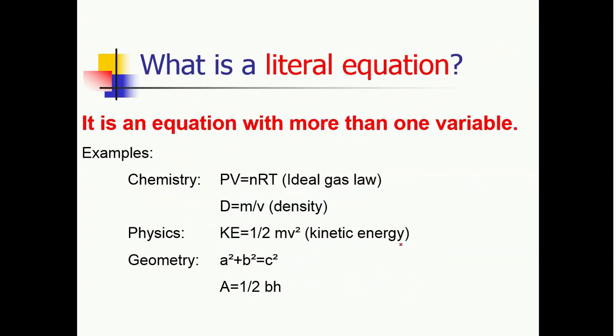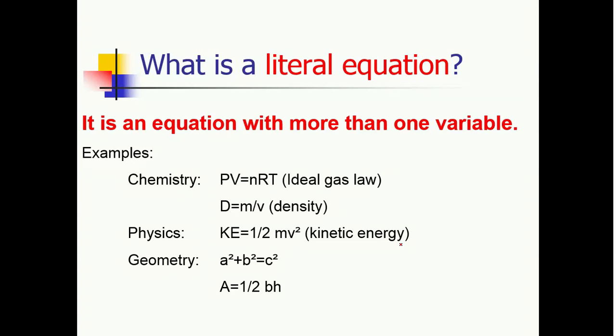So now, what is a literal equation? Well, literal equations look nothing different than what we just solved. It's an equation with more than one variable. You see these all the time in science. With chemistry, you have the ideal gas laws, you have density, you have D equals RT. Physics, with kinetic energy, and even in geometry, when you had a squared plus b squared equals c squared, and you had to solve for b squared.